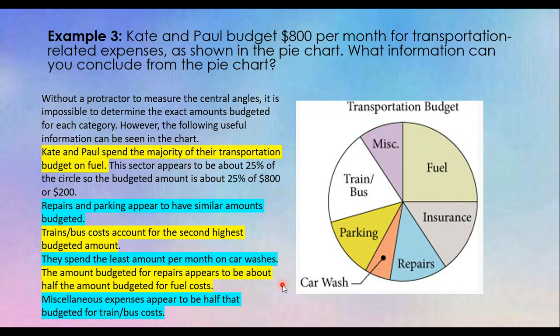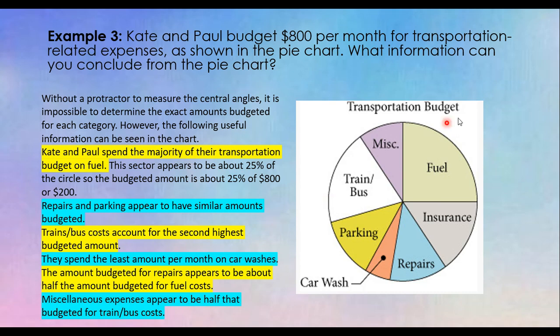And the miscellaneous costs look to be about half, I can't really tell for sure, but it looks to be about half the cost of the train. So maybe other things come up for transportation. Perhaps there is, in addition to the train or bus fee that you use to ride it, some monthly membership or a fee that incurs somewhere else, for travel or transportation, or maybe that's part of their vacation that they're thinking about, something like that.